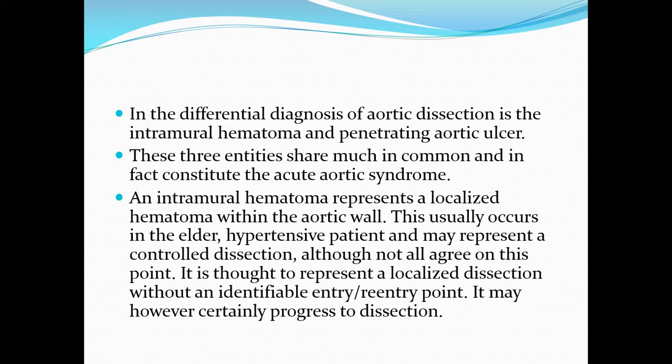The intramural hematoma is a localized hematoma within the aortic wall, usually occurs in elderly, hypertensive patients, and may represent a controlled dissection. Not all agree on this, but it's thought to represent a localized dissection without identifiable entry or re-entry point. It may, however, certainly progress to dissection.